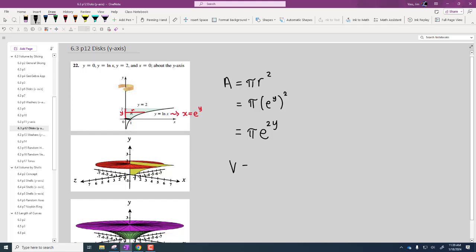The volume will then be the integral of this area function. So we'll pull the pi out, and it's going to be a dy. And so now we look at our y limits of integration. We're going to start down at 0, and we have disks that are stacked up from 0 up to 2. So our y values will go 0 to 2.